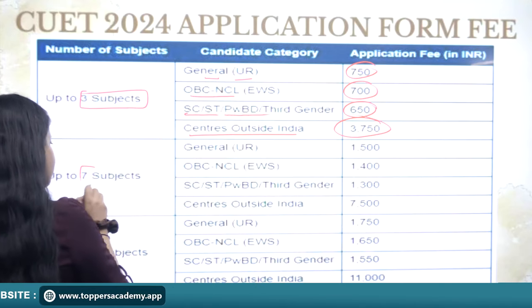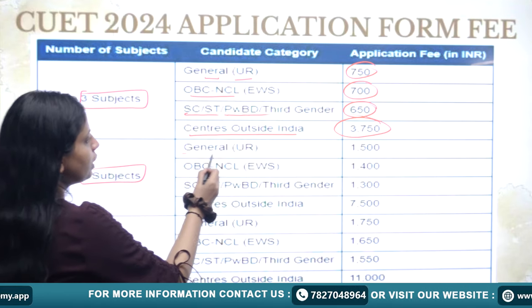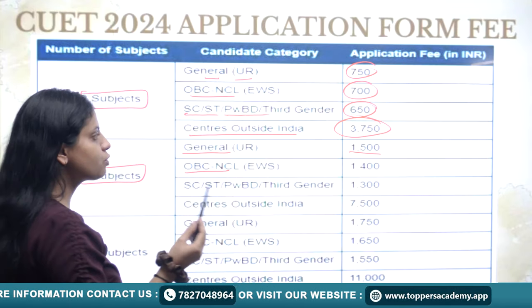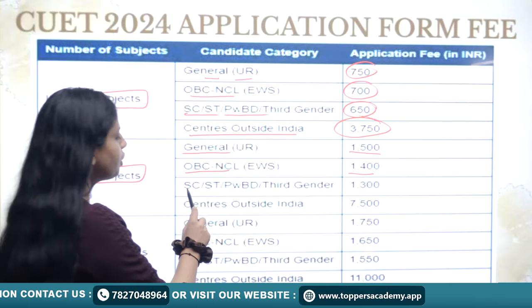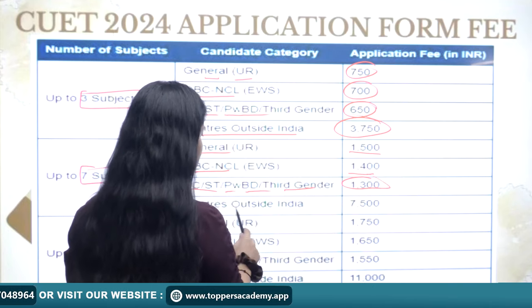If you take seven domain subjects, okay, it depends on your domain subject. So for general, it will be 1,500. For OBC, non-creamy layer, it will be your 1,400. For your SC, ST, PwD and your third gender, it will be 1,300, and outside the country, it will be 7,500.